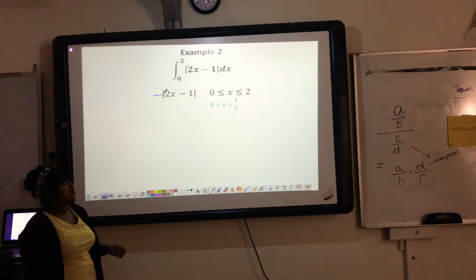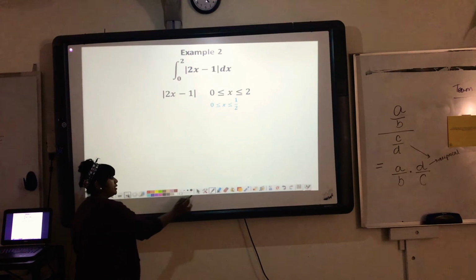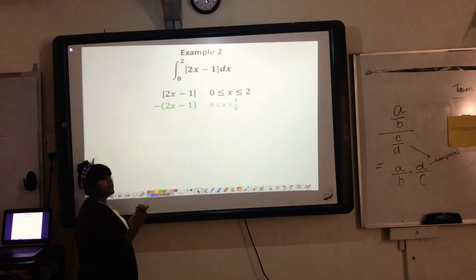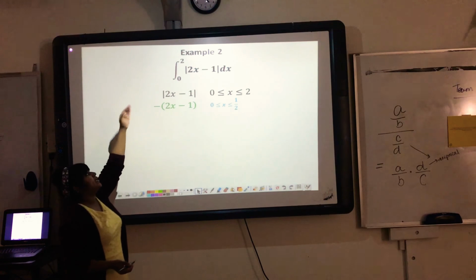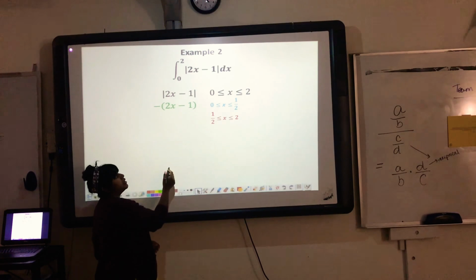Well, that becomes negative 2x plus 1. If I plug in 0, that makes it positive. That's probably going to be what we want to see. And look at that, it is. Again, we like to distribute that negative. I forgot to do it here, but I did it later.